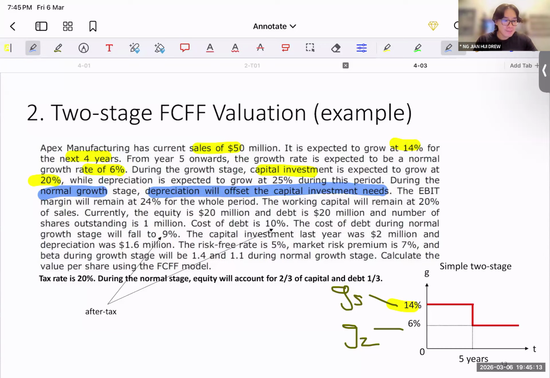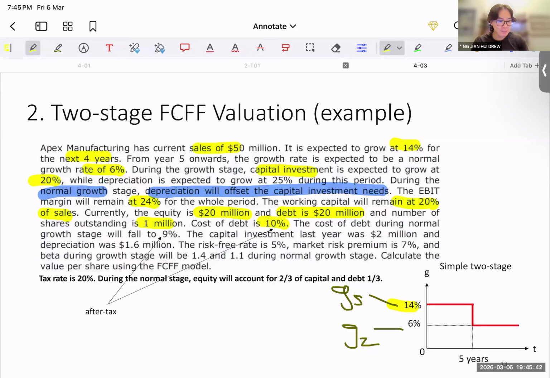Now, the EBIT margin will remain at 24% for the whole period. Working capital remains at 20% of the sales for the whole period. Now, currently the equity is 20 million and the debt is 20 million, so it's 50-50 at the moment. So 50-50 is as of supernormal growth. The number of shares outstanding is 1 million.